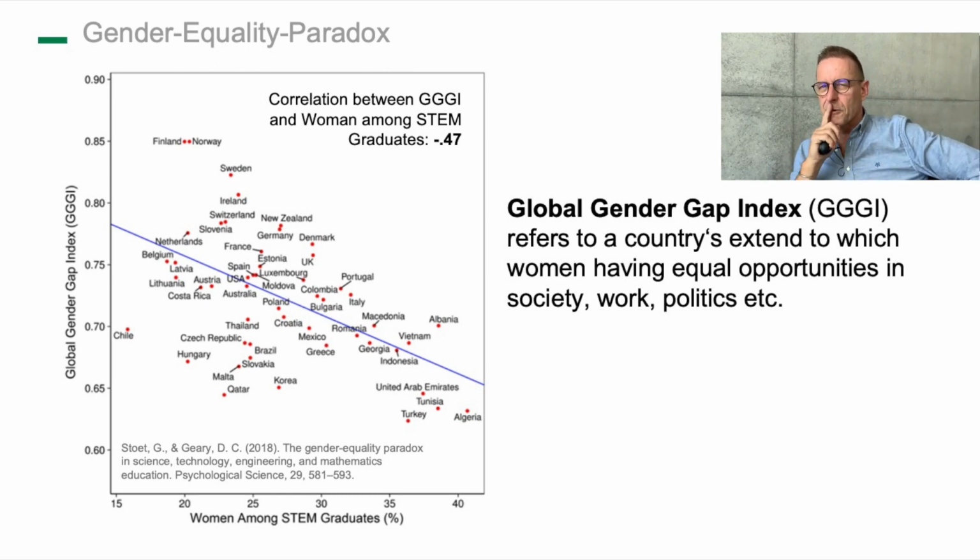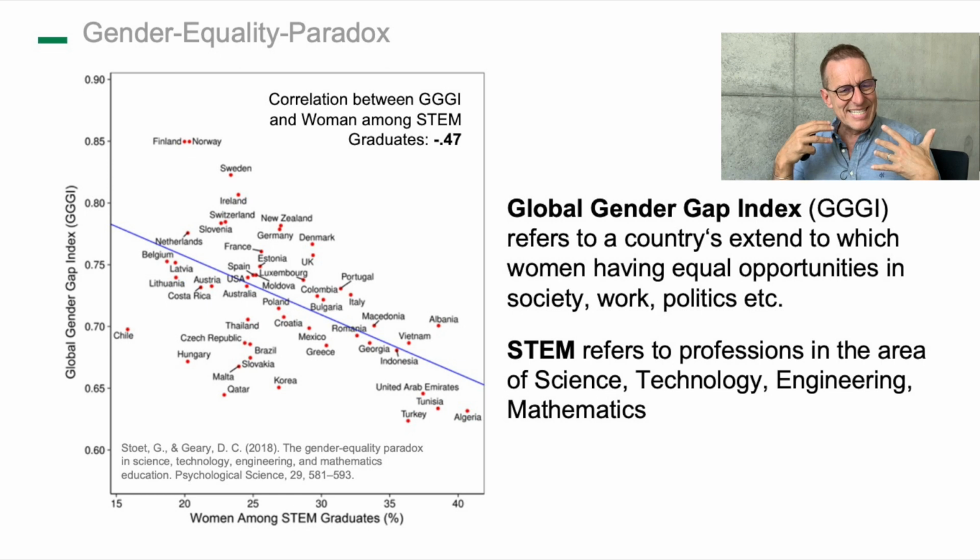So this is one variable, gender equality. And the other variable is how many women do we have in STEM fields? What is STEM? STEM stands for science, technology, engineering, and mathematics. Okay, so the technical, scientific fields. And we might assume that the higher the gender equality is, the more women you have in STEM fields. The more female engineers, the more female scientists we have.